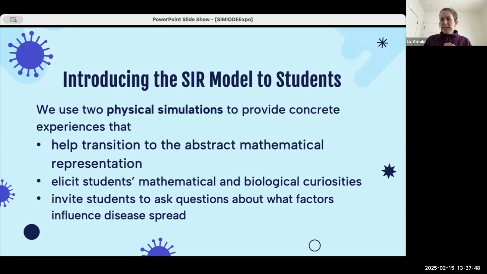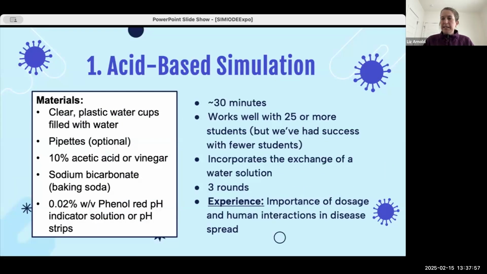So there are two simulations that I'm going to talk about. One is an acid-based simulation, and then one is a probability-based simulation. And I'm going to start with the acid-based simulation. We do both of these simulations in a 75-minute class period, and we always start with the acid-based simulation. It takes about 30 minutes.